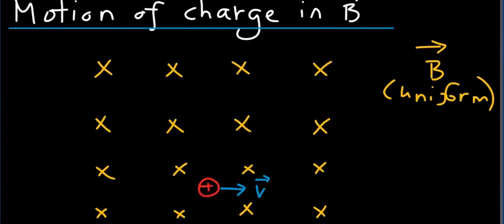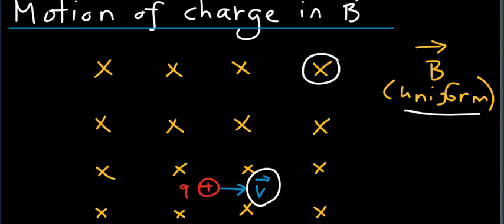Let's look at this particular case where you have a positive charge with, let's say, strength Q moving with a velocity v in that direction in a uniform magnetic field. Now when we say uniform magnetic field, the direction and the magnitude do not change. Now the direction of this magnetic field is into the board, as represented by such crosses. So the magnetic field is going into the plane of the computer screen.